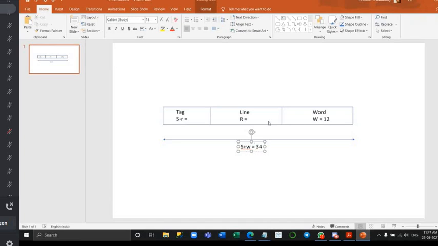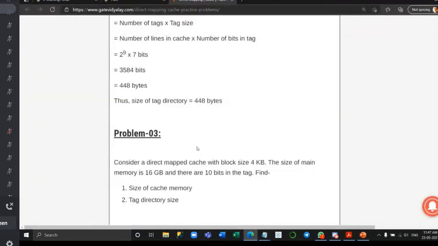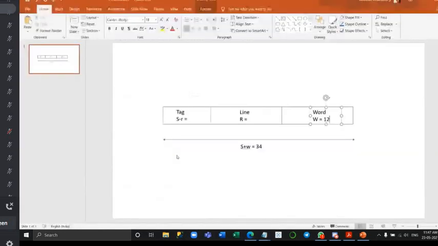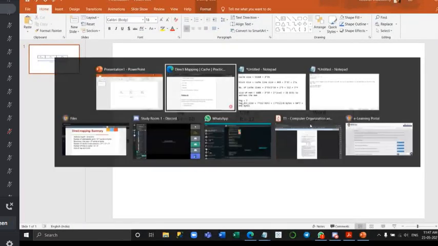Out of this 34, I have the value of W, right? And in the question they have given me that there are 10 bits in the tag, so I have the value of S minus R as well. Out of 34 bits, 10 have been occupied by the tag and 12 by the word. A total of 22 bits have already been occupied, right? The remaining 12 bits will be allocated to the line.